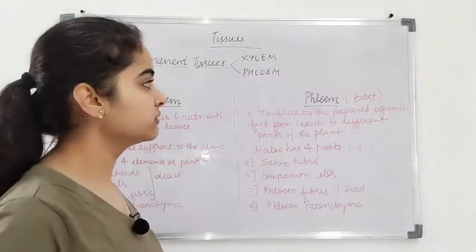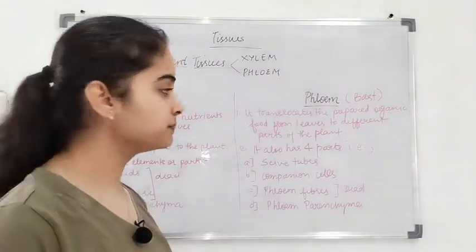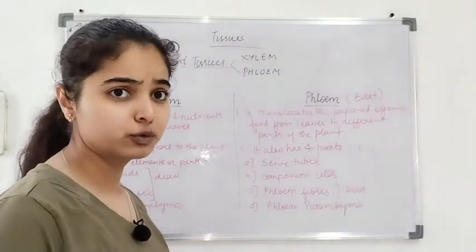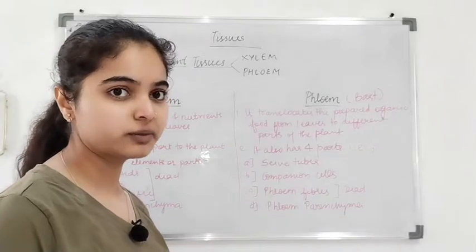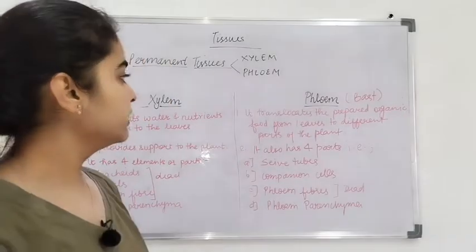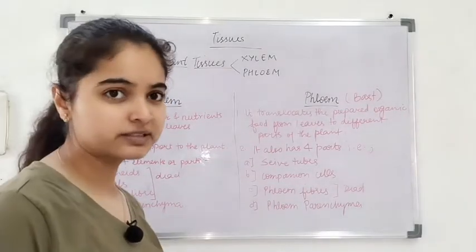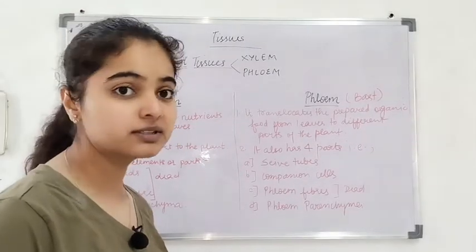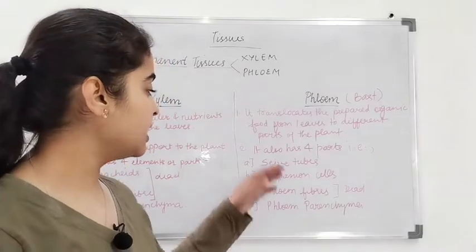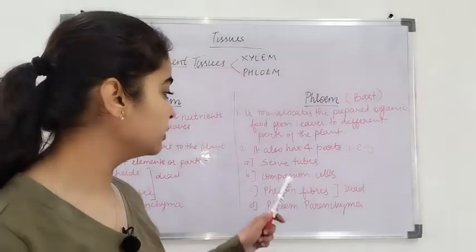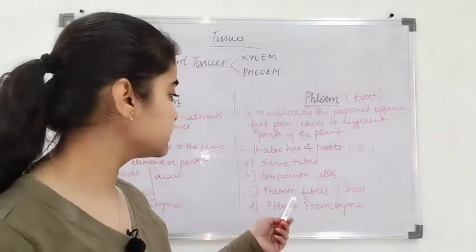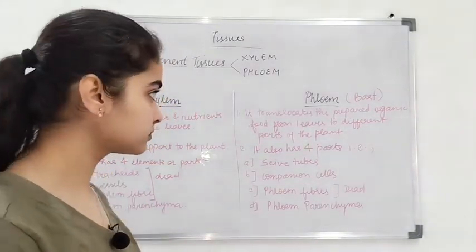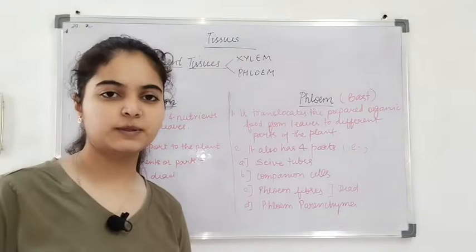Next is the phloem. Phloem is also known as bast. Phloem translocates the prepared organic food from the leaves to the other parts of the plant. This phloem also has four parts, which are sieve tubes, companion cells, phloem fibers, and phloem parenchyma. Among these four tissues, only one is dead in nature, which is phloem fibers, and the other three are living in nature. This was all about permanent tissues.